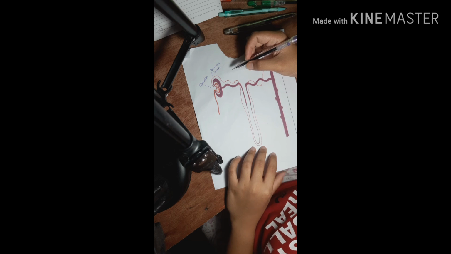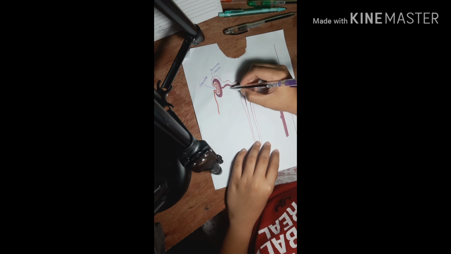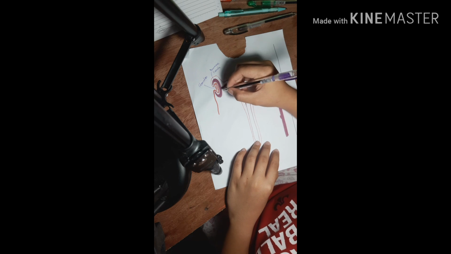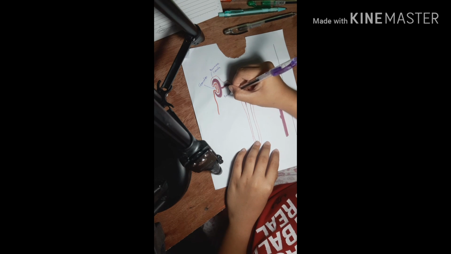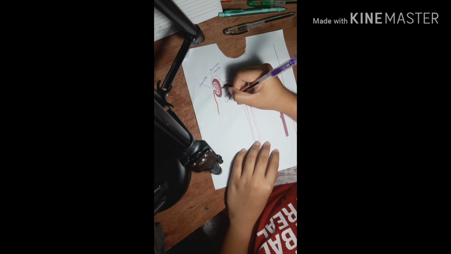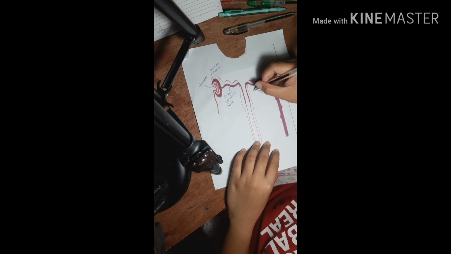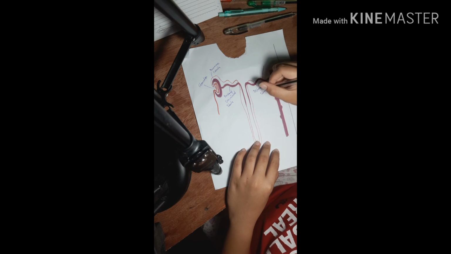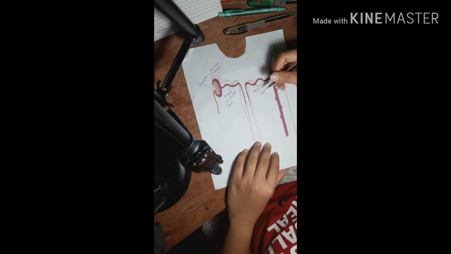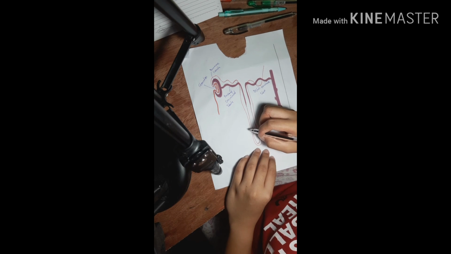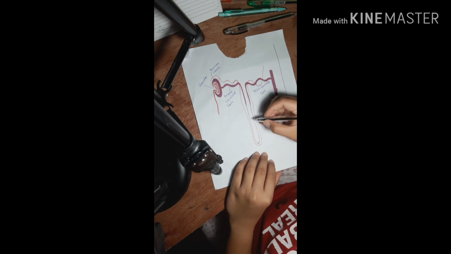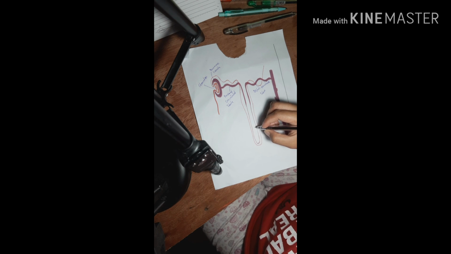The tube is also known as the proximal convoluted tubule, and the distal convoluted tubule. They are before and after this loop in the middle, and this loop is known as the loop of Henle.